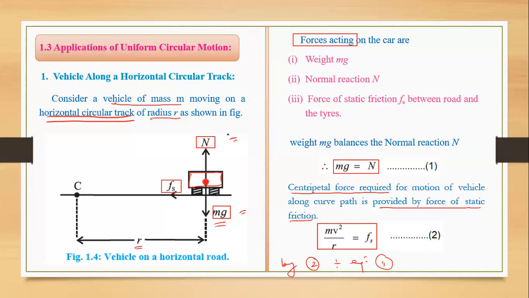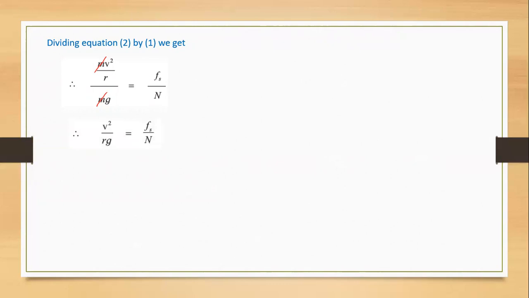Now let's see the steps. Dividing equation 2 by 1, what we get? You can see here, mv square by r divided by mg. Now here this m and this m get cancelled, equal to Fs by N. So force of static friction divided by normal reaction. So the next step is we can write v square by rg is equal to Fs divided by N.